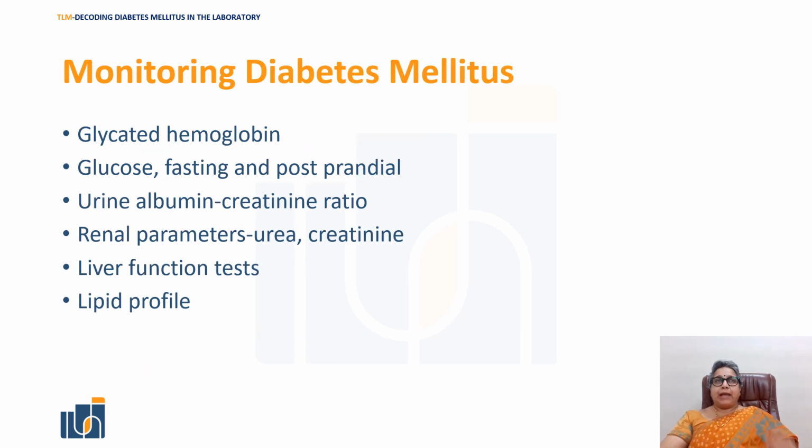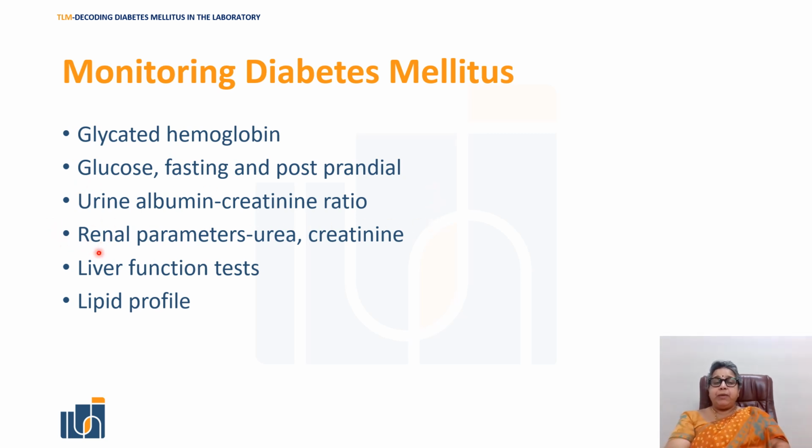Now you've diagnosed somebody, you've put them on treatment. How do you monitor them? You have to tell them to come back after every 3 months and annually. So every 3 months we do a glycated hemoglobin, we do a glucose fasting and postprandial, and to diagnose early renal involvement, we do a urine albumin creatinine ratio.